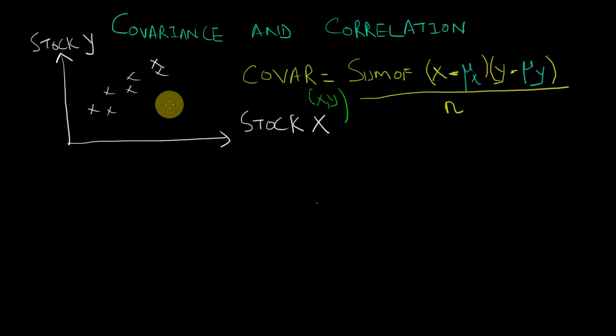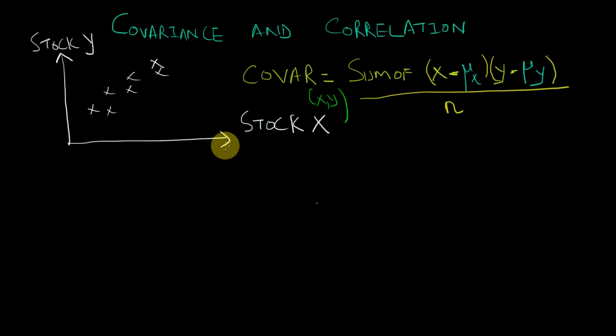Hi, in this video I'm going to talk about the two popular terms called covariance and correlation. First, let's look at what we mean by covariance and how we calculate it. Covariance basically helps us measure the linear relationship between two variables.